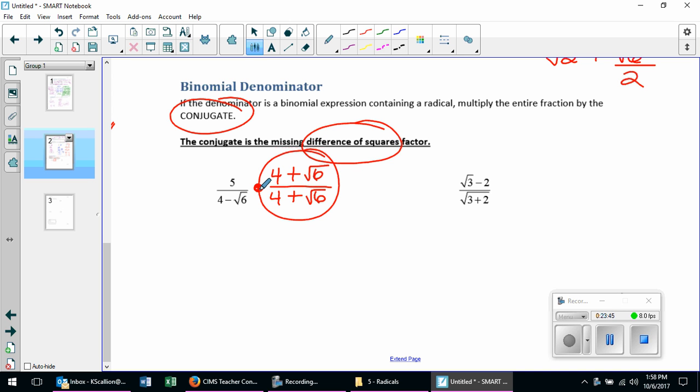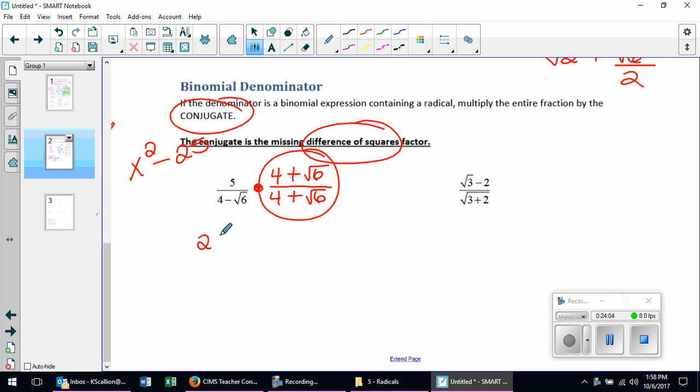You ready for the magic? Because you're like, I do not see how this is going to work. But it is, because of difference of squares. What is missing in a difference of squares? That middle term. I have no x, and that's what I'm trying to get rid of. And it'll make sense when you do the math.